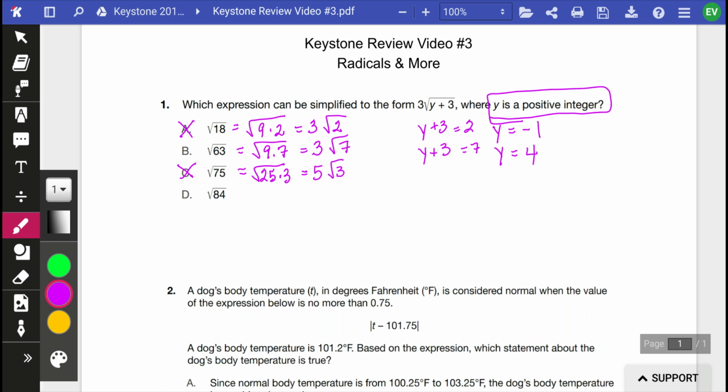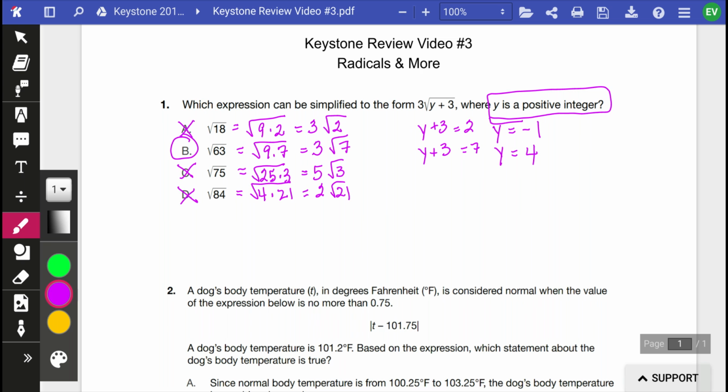The square root of 84, so 84 is the same as the square root of 4 times 21. 84 divided by 4 is 21. And 21 is 7 times 3, so we can't do anything else about that. Square root of 4 is 2, so that makes 2 square root of 21. Again, the 3 is not on the outside of the radical sign, so that's not correct. Therefore, B is the correct answer for that one.